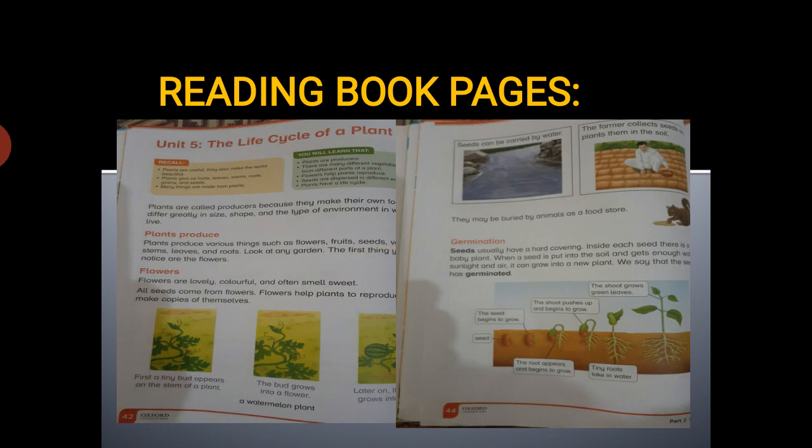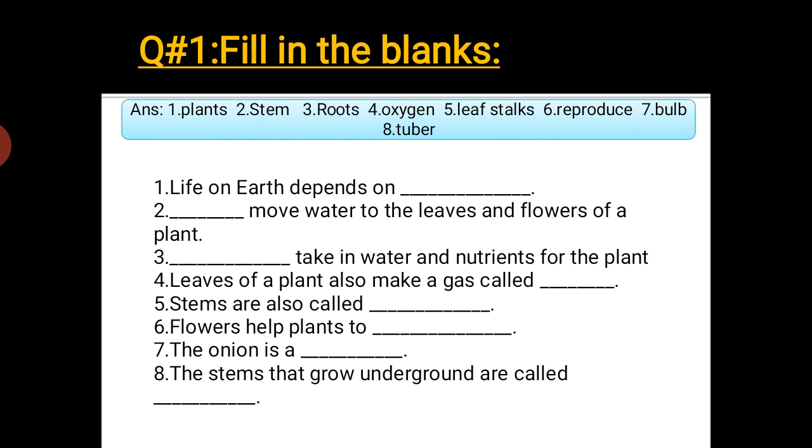Right. Now, as you know, we have done chapter number 5, the life cycle of plants. We have done its reading. We have gone through all the important points: how plants grow, how they germinate, how the seeds are carried away from place to place, and how seeds are different from one another, right? So we have done its reading carefully and in great detail. Now it's time to do our workbook, so let's start with the fill in the blanks.